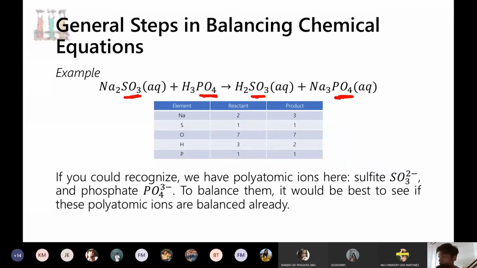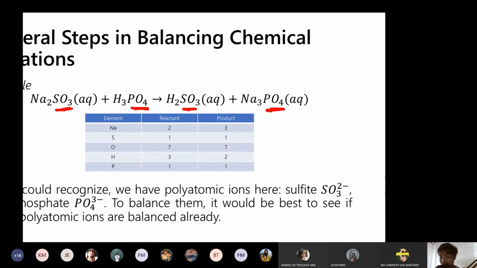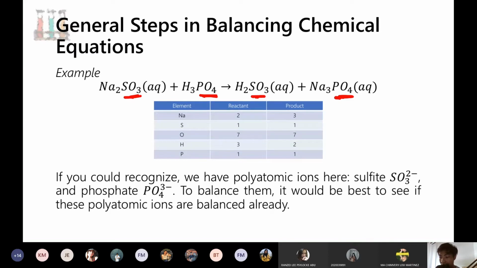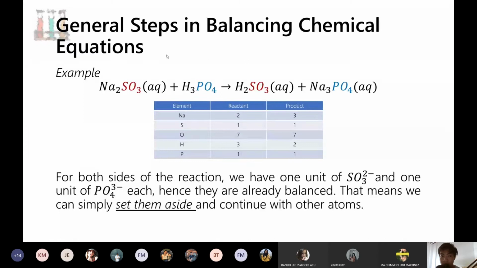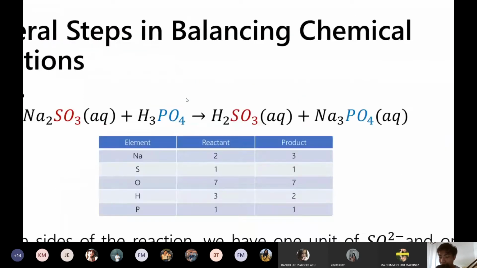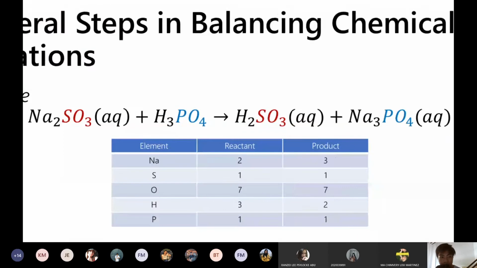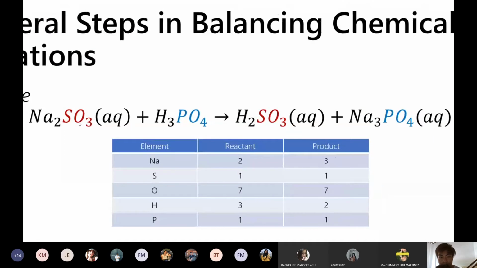No? So, recognize nyo muna na may polyatomics. Pag meron, ano gagawin? So, ito yung susunod na gagawin. You count the number of those polyatomic ions you have. No? Bilangin mo kung ilang polyatomic ions meron ka. So, look here. Meron tayong isang SO3 on the reactant side. Tapos, meron tayong isang SO3 on the product side. May isa tayong PO4 on the reactant side, and we have one PO4 din sa product side.